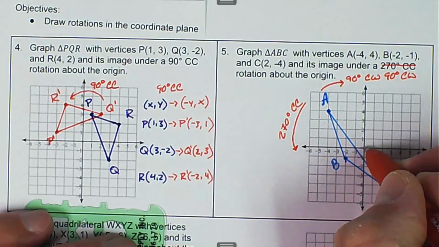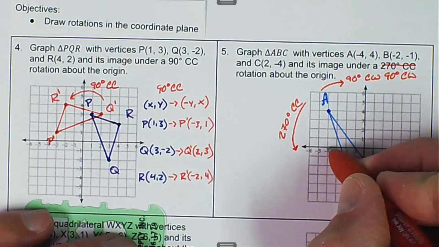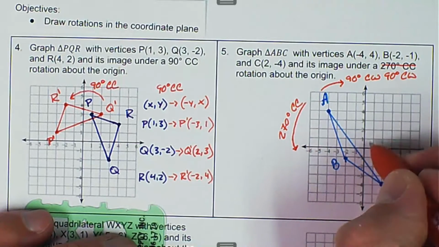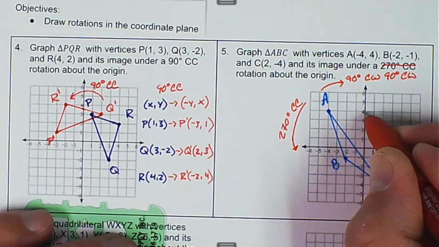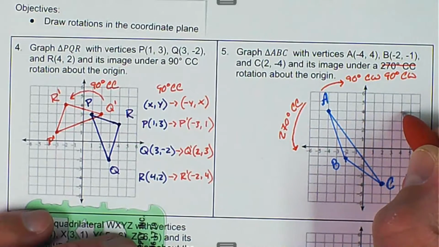So to get to A, I went out 4 and turned right 4. So now I'm going to go up 4 and turn right 4, and that's going to be A prime.